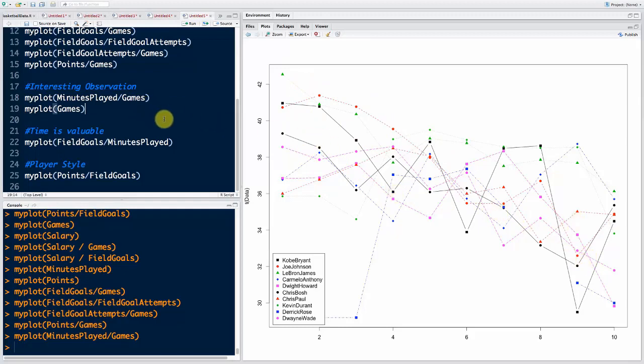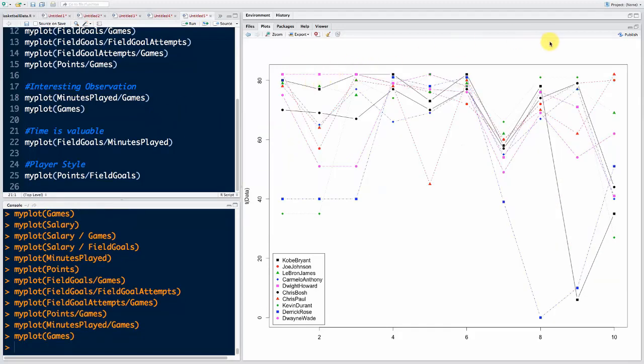Okay, so at the same time, if we plot the games, you can see that the number of games that they've been playing is actually pretty consistent. It's not that they're playing more games and therefore they're playing less minutes. They're playing pretty much the same number of games, but they're playing less minutes per game. So that's an interesting one.